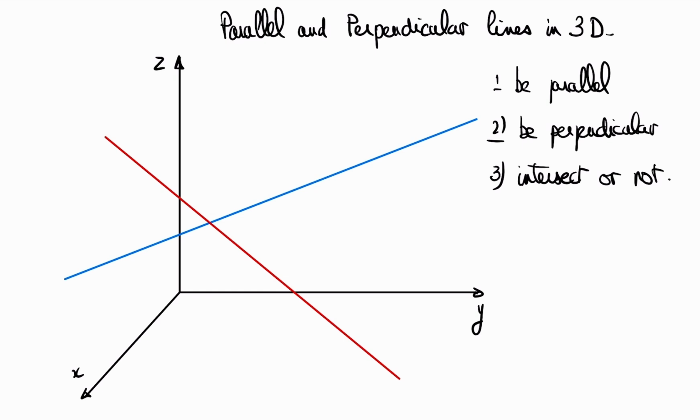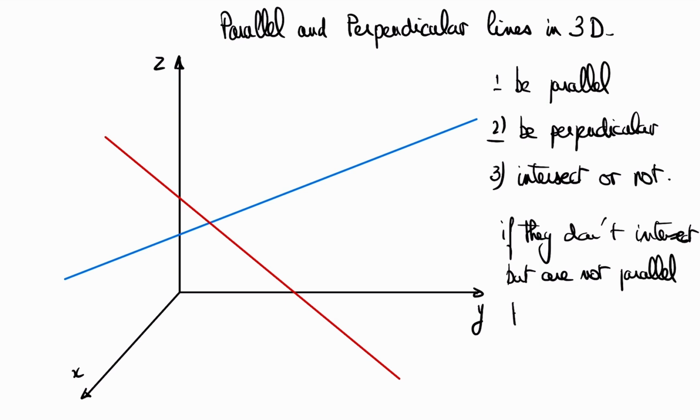Now, if they don't intersect, but are not parallel, sorry, they are not parallel or perpendicular. Yeah, perpendicular. They are said to be skew.